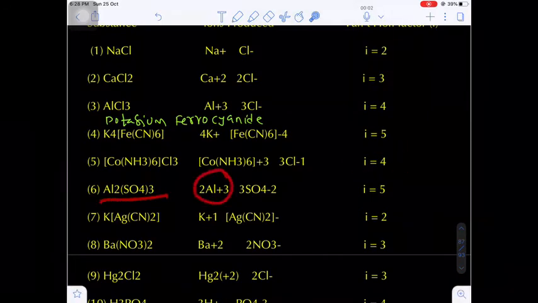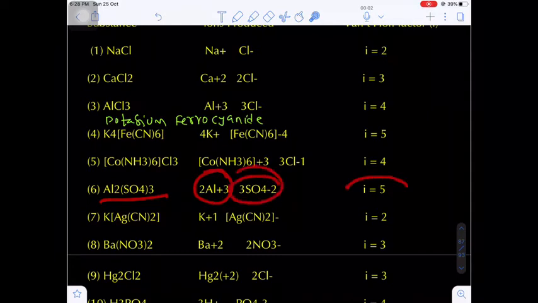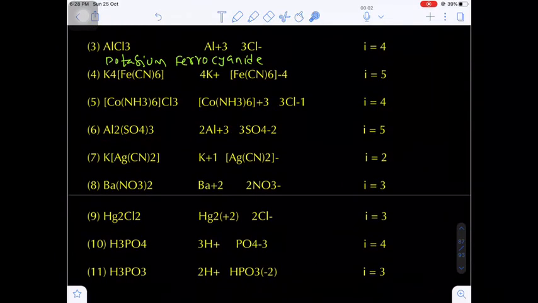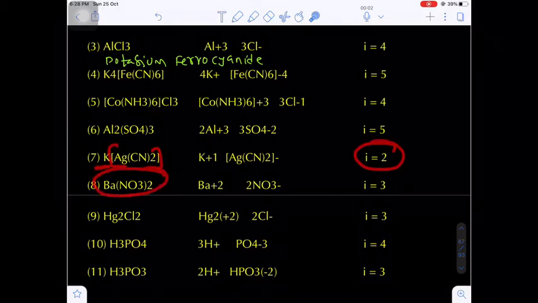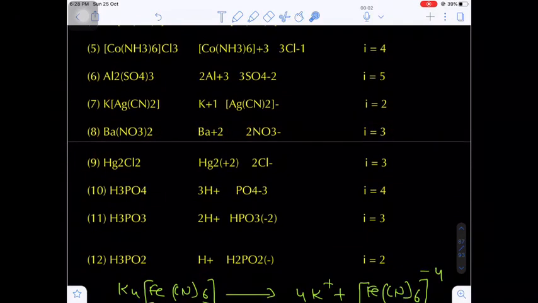And aluminum sulfate, 2 aluminum cations and 3 sulfate ions, 2 plus 3, that will be 5. And here K[Ag(CN)2]. Just now I told you the complete square bracket will be 1 particle and potassium 1 particle, 1 plus 1, 2 particles. Barium nitrate, barium 1 particle, nitrate 2 particles, 1 plus 2, that will be 3.